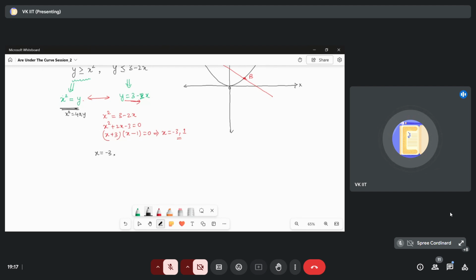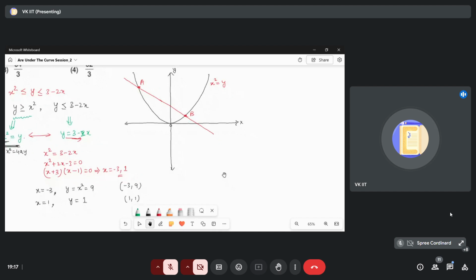So we got the x value as minus 3 and 1. So for x is equal to minus 3, what is the value of y you will be getting? Any of the equations you can take. Let's say we are taking this equation, y is equal to x square, so it will become 9. When x is equal to 1, y will become 1. Clear? So the points you are getting are minus 3, 9 and 1, 1. Now you will accordingly choose which point lies in which region. This A point is lying in the second quadrant, so x will be negative, that is minus 3, and y will be positive, so it is 9. And the point B will be 1, 1.